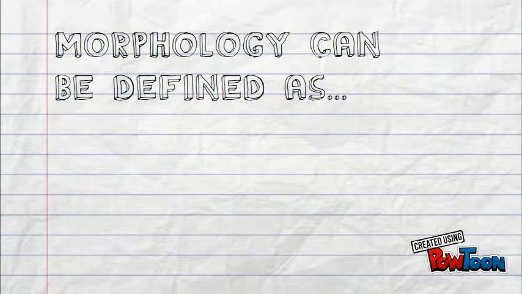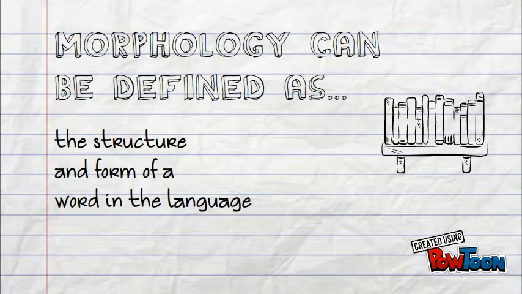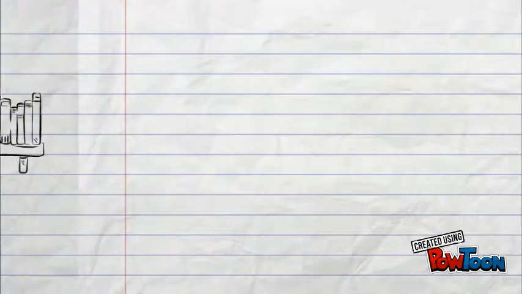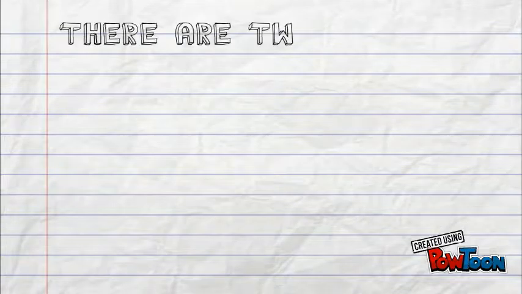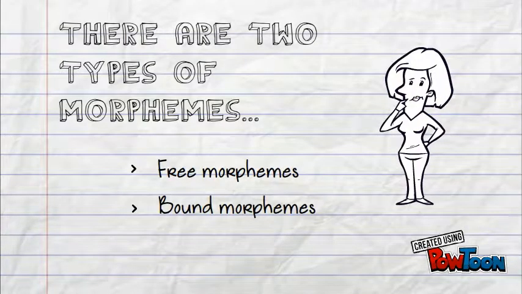Morphology can be defined as the structure and form of a word in the language. A morpheme is the smallest unit of meaning in a word. In English, there are two types of morphemes. These are free and bound morphemes.